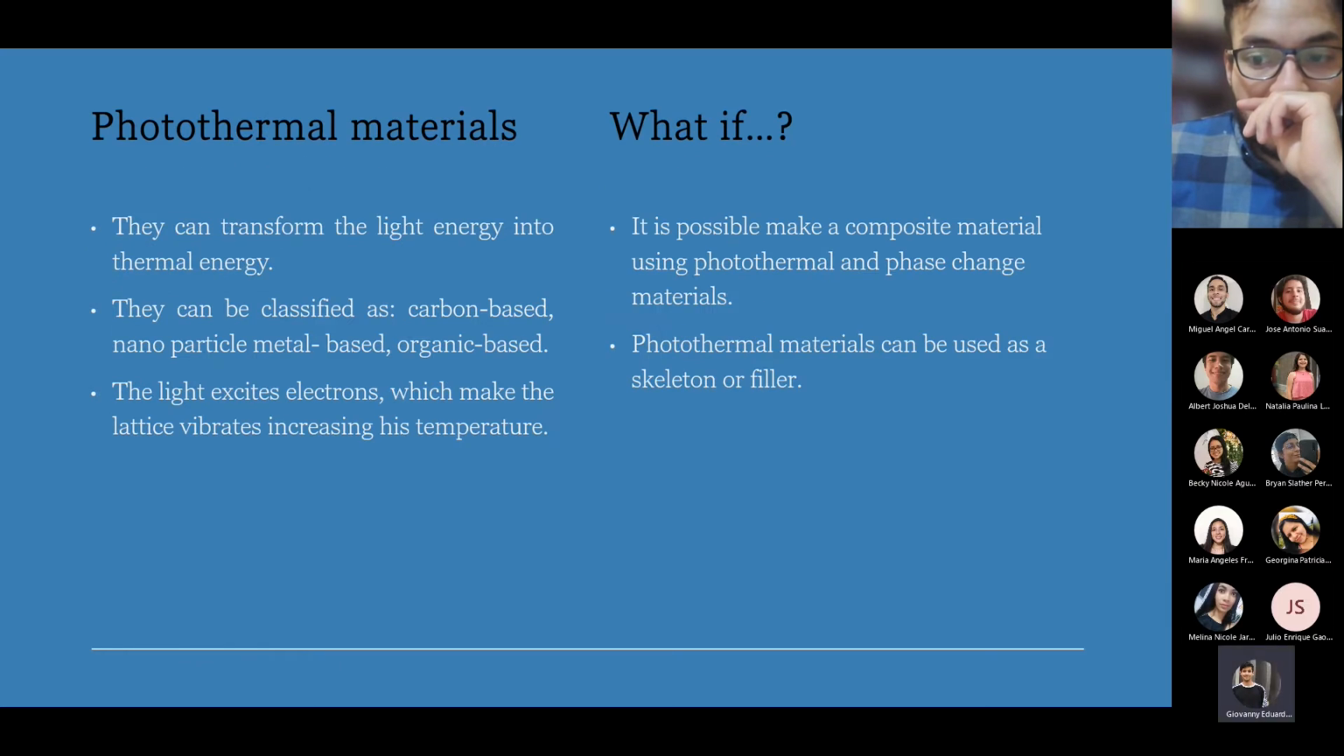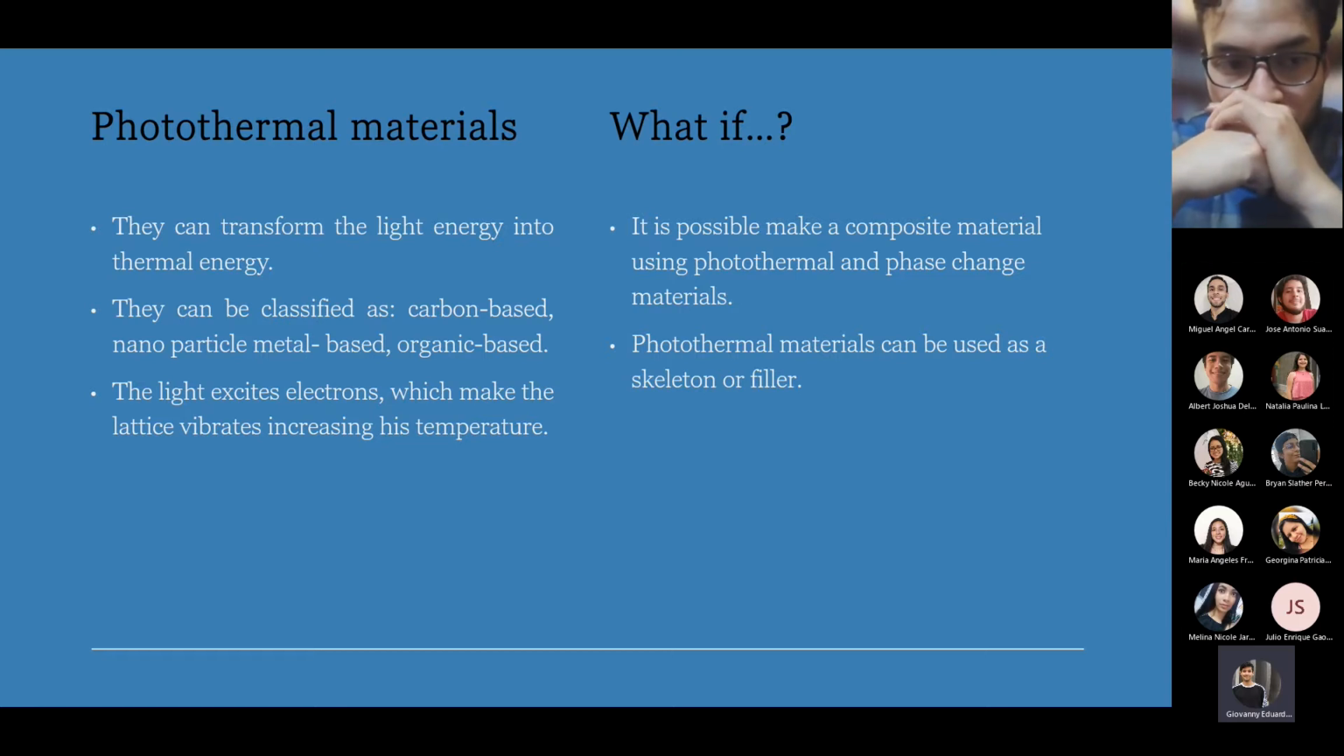Well, there are other materials called the photothermal materials that can transform the light energy into the thermal energy and can be classified by which material they are based on. They can be carbon-based, nanoparticular metal, or organic. This phenomenon occurs by the excitement of electrons by the light, which makes the electrons vibrate, and this leads to the vibration of the whole lattice, increasing the temperature of the material.